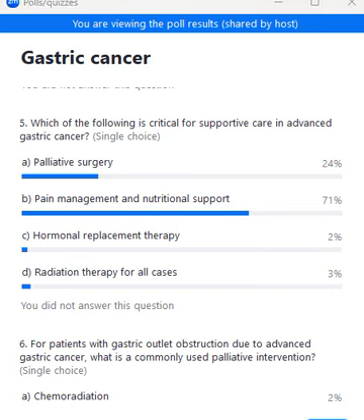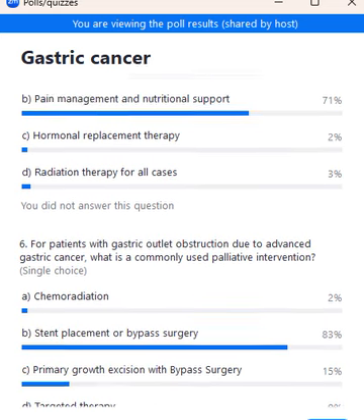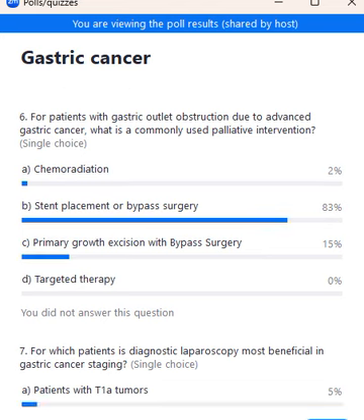Supportive care focuses on symptom management, including pain relief and addressing malnutrition, which is critical in supportive care. Here 71% of students have given the correct answer.